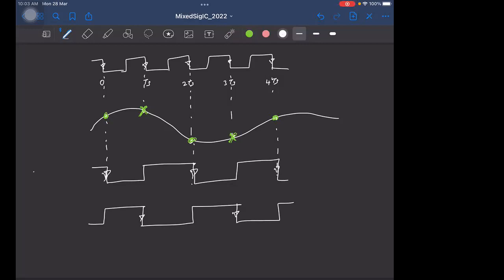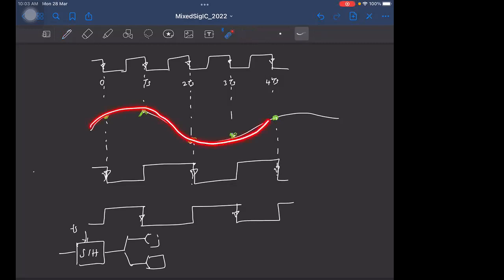And before that, I had mentioned that you can also have a sample and hold operating at the full speed of Fs. And this is then given to the two ADCs, right? And how will this help? Let's say this continuous time signal is given to the sample and hold. How will the output of the sample and hold look? At this point, the input is sampled and it will be held, right? And the next sample is here. The next sample will be held like this, right? It will do something like this.